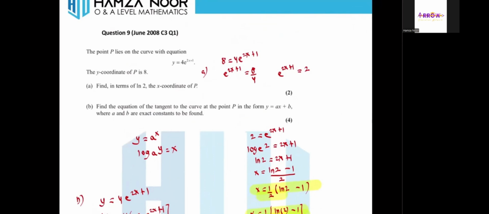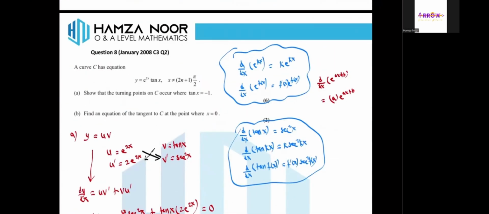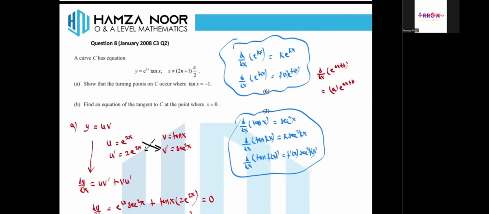This one was question number 9, which is June 2008 C3 question number 1, and the previous one was question number 8, which is January 2008 C3 question number 2.